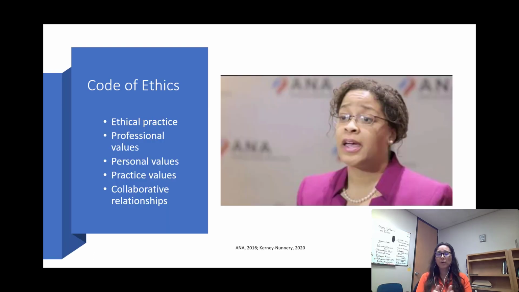In order to have a profession, you have to have a standard of practice, okay? This standard is guided by a code of ethics. This is what we're all going to follow.